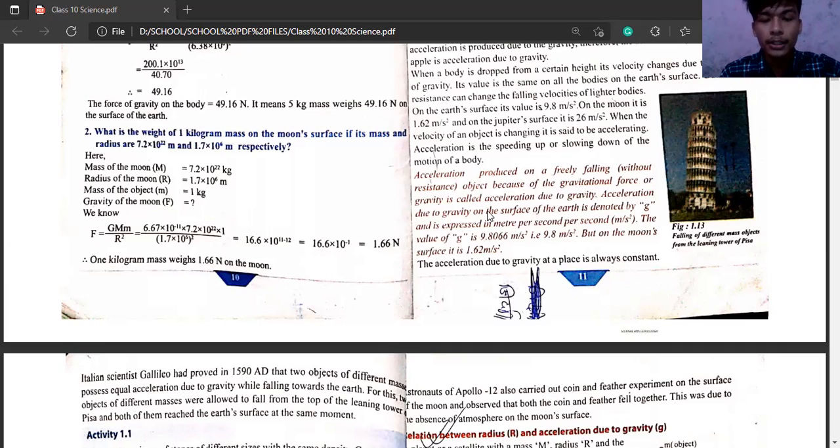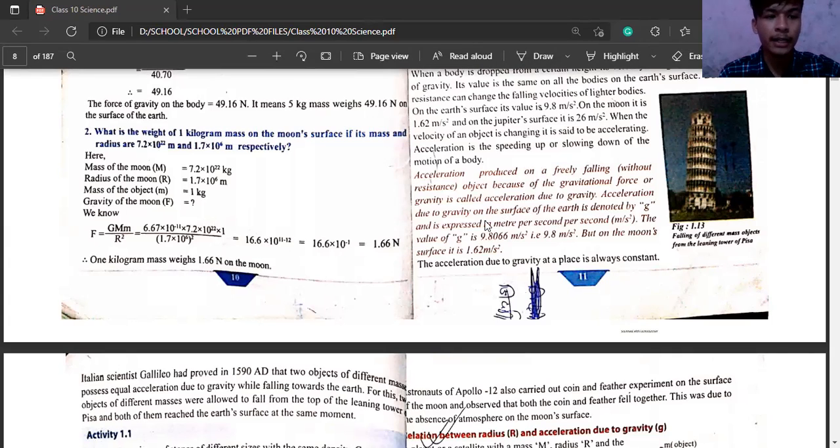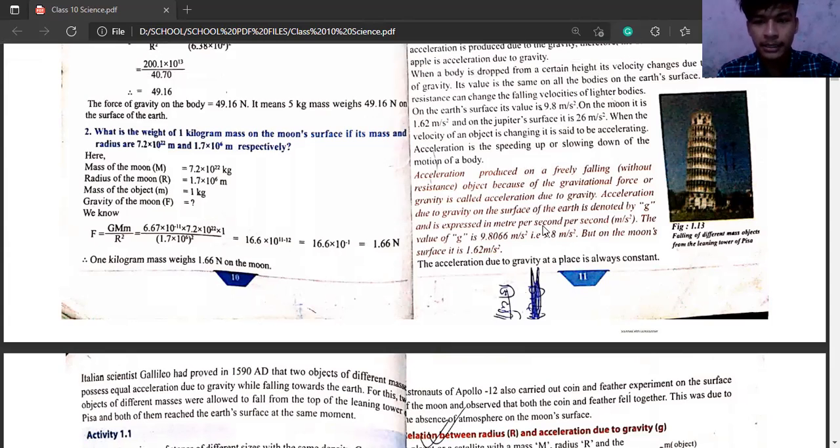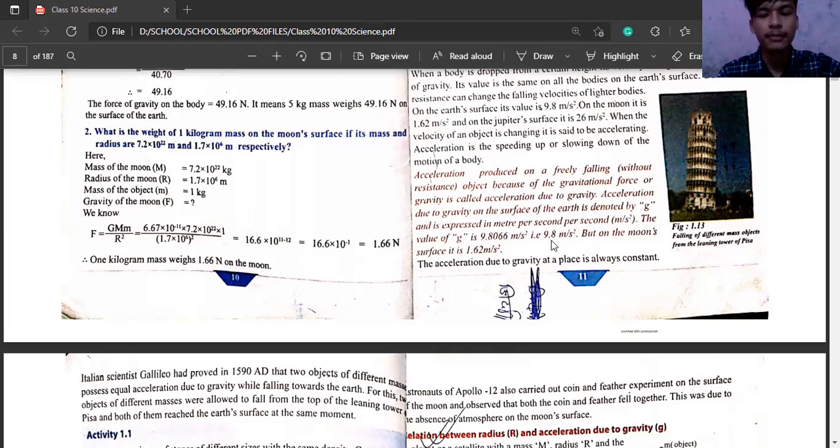So the acceleration due to gravity on the surface of the earth is denoted by g, small letter g. I told you, don't be confused between small letter g and capital G. They are two different things. And it is expressed in meter per second square. It is written two times, the same thing, right? You can write meter per second square, meter per square second, or meter per second per second. It denotes the square of the second.